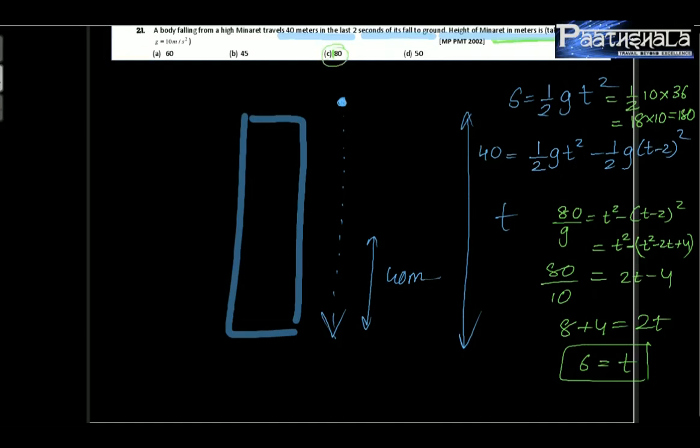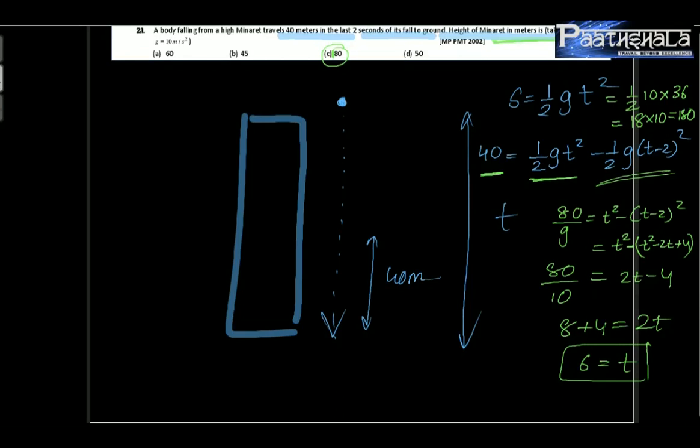Because look here, 40 it fell in the last 2 seconds, right? So total time of falling is t. So half gt square minus, before the last 2 seconds it had fallen this much. So 2 I am taking towards this side, g I am taking below. So that's 80 by g. 80 by g is 8. 8 is equal to t square minus t minus 2 square. So that's t square minus 2t plus 4. So t square goes away. This is 2t minus 4. Okay, and this is 8 right here. So 8 plus 4 is 12 is equal to 2t. t is equal to 6 seconds.